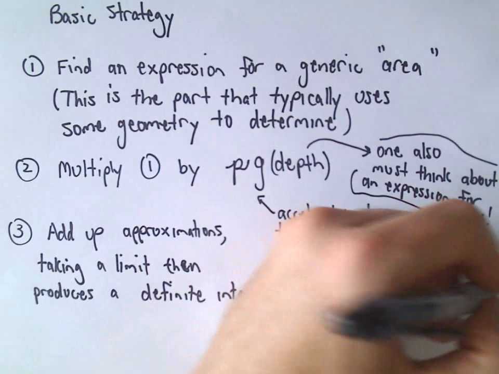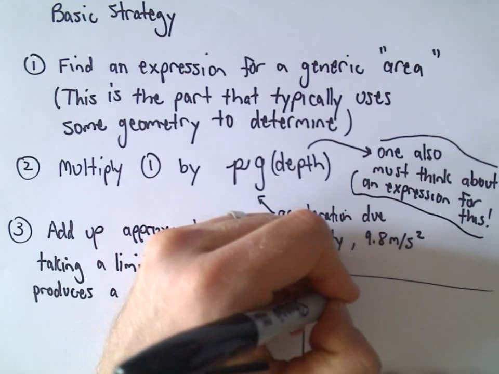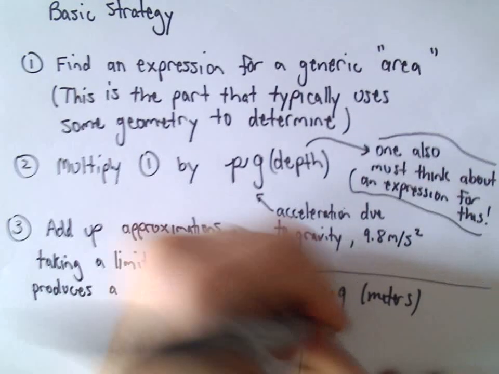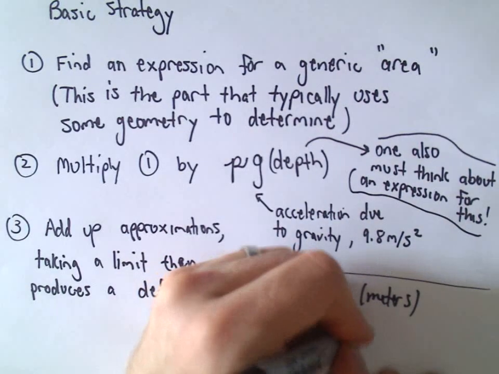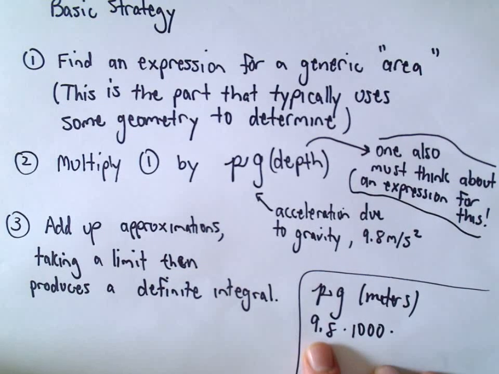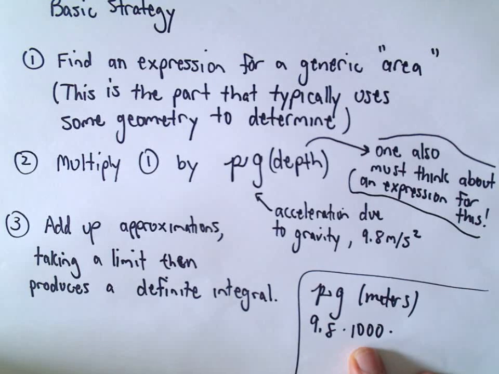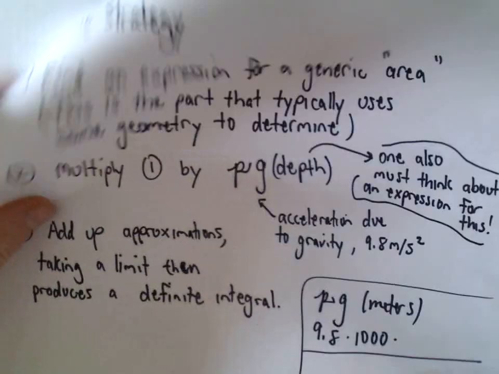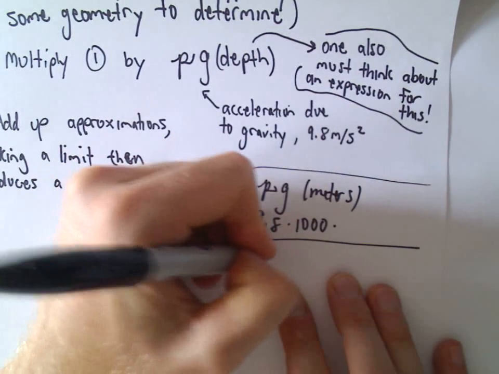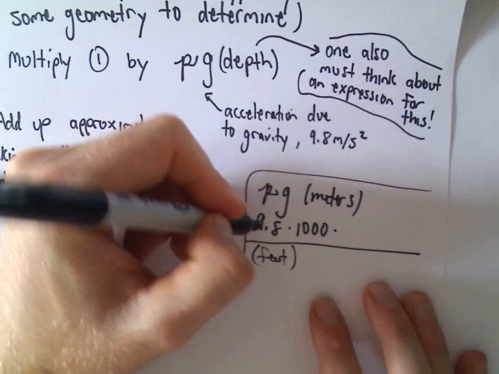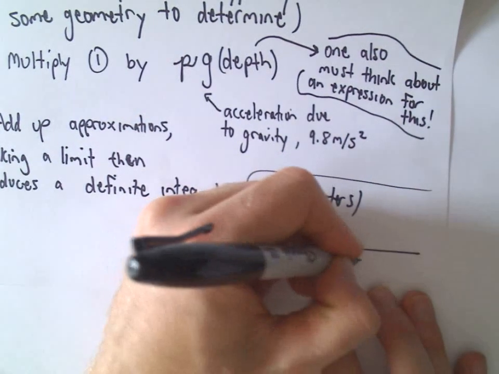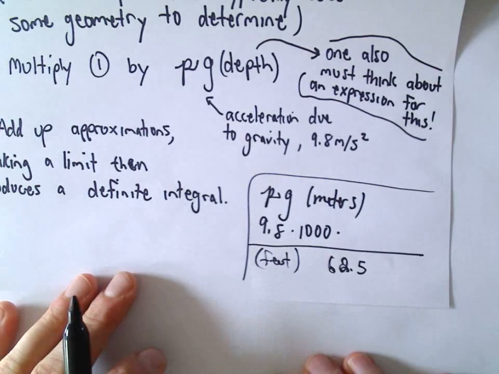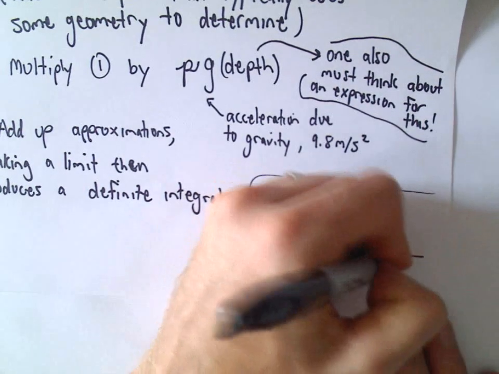One little remark on these problems, just with units. For density times gravity, if things are in meters, at the end of the day you're going to multiply the area expression by 9.8 times 1,000. That's the acceleration, and this is the density of water. Then you multiply that by an expression for the depth. If they give you the units in terms of feet, and we'll definitely do one of these, instead of multiplying by 9.8 and 1,000, we're going to multiply by the weight of water, 62.5. I believe it's 62.5 pounds per cubic foot.